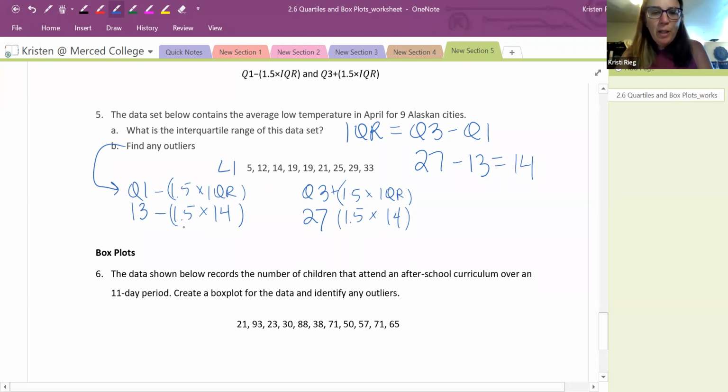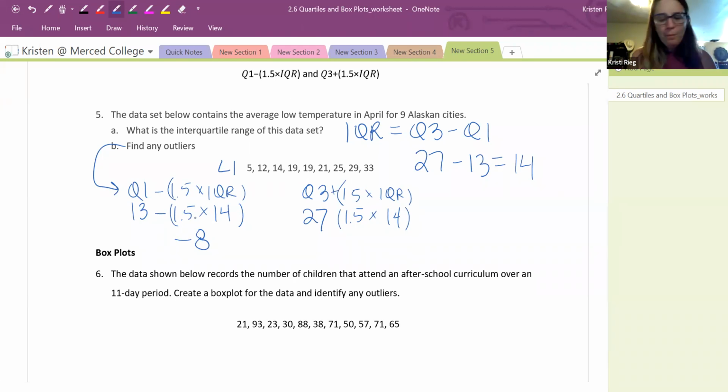And sometimes people are like, well, negative isn't this statistics? Why is there a negative? We're subtracting. Anytime you subtract, you might get a negative. Well, it's just going to mean there's no lower outliers. That's it. No big deal. All right, try it again. We're going to do 27 minus, oh, no, it's plus. 27 plus 1.5 times 14, which is 48.